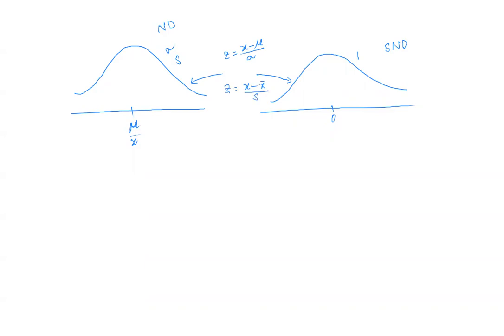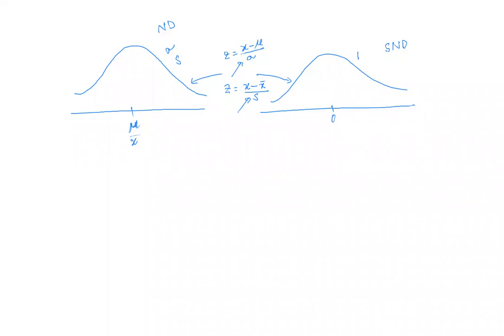Z is equal to x minus mu over sigma, or z is equal to x minus x bar divided by s. For the case of sample, we use this. For the case of population, we'd be using that.